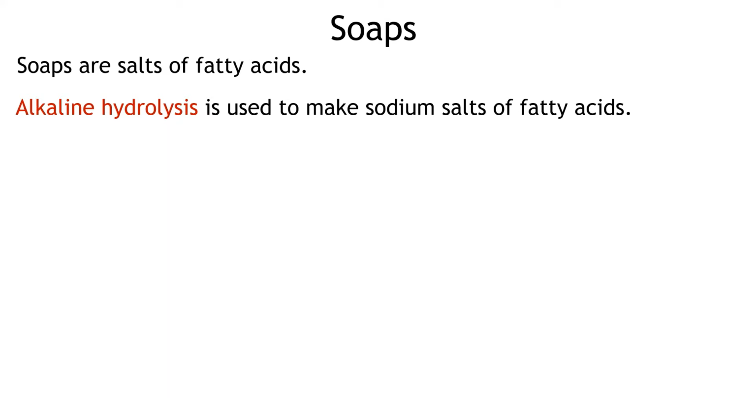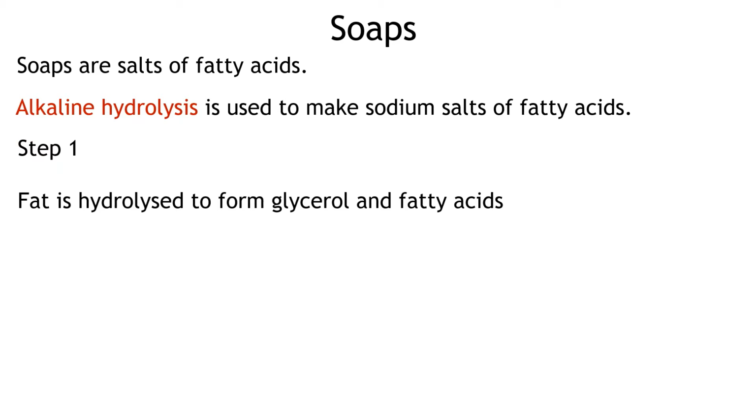So we're going to look a bit more closely at the chemistry behind soap formation. We can say that soaps are salts of fatty acids. The one time we've come across salts at National 5 would have been a neutralization reaction. So there is a neutralization part to the process of making soap. The whole process we use to make soap is called alkaline hydrolysis, and it's often used to make sodium salts of fatty acids. So let's take our fat or oil, and the first stage is the hydrolysis of it to form glycerol and fatty acid.